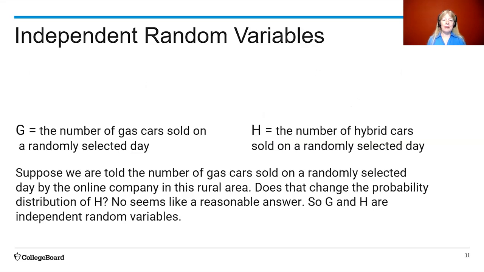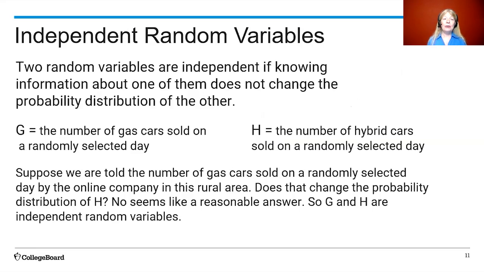If we're told the number of gas cars sold on a randomly selected day by the online company in this area, would that change the probability of the number of hybrid cars sold? I don't think so. People are going in to buy a particular type of car. So two random variables are independent if knowing information about one of them doesn't change the probability distribution of the other. And we're going to assume that it's fair that knowing how many of one type of car sold doesn't have any effect on the number of the other type of car sold.